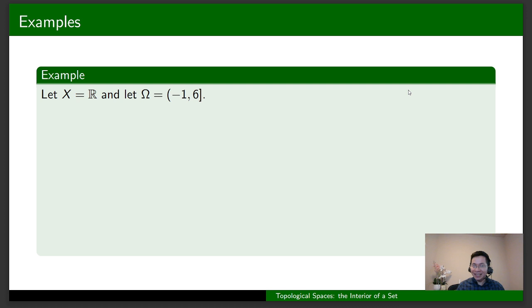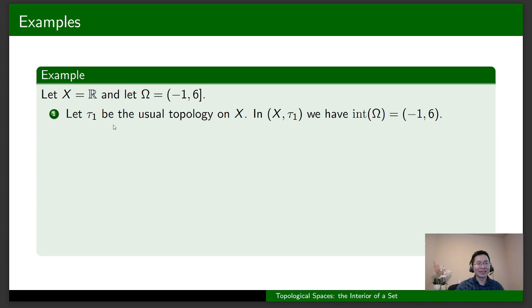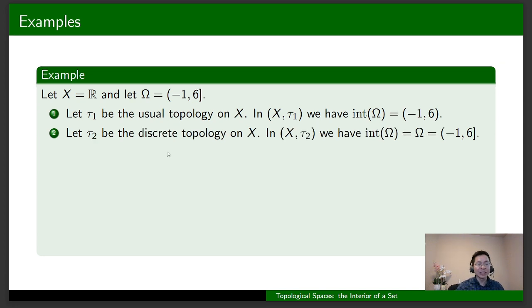Now we are looking at an example. Let X be the real line and let omega be this interval. Depending on the type of topology we consider on X, the interior of omega can vary. First of all, let's look at the usual topology on X. In this topological space, the interior of omega is the open interval from -1 to 6. In the second example, tau 2 is the discrete topology. Please remember that in tau 2, any set is open. So, in particular, this set is open. Therefore, the interior of omega in this situation is omega, and it is this interval.